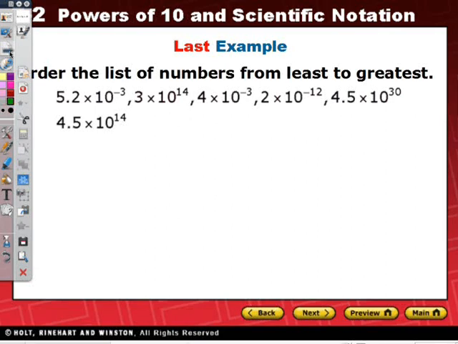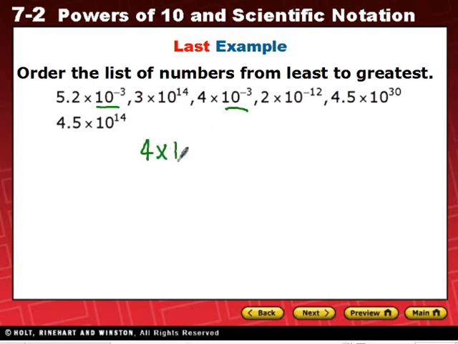Now that you're back, let's see. 10 to the negative third again is the smallest. There's two numbers there. So we got 4 times 10 to the negative third. And then 5.2 times 10 to the negative third. And then we've got a big... Oh, wait, I missed one. 10 to the negative 12th. It almost escaped me. I almost made a mistake.